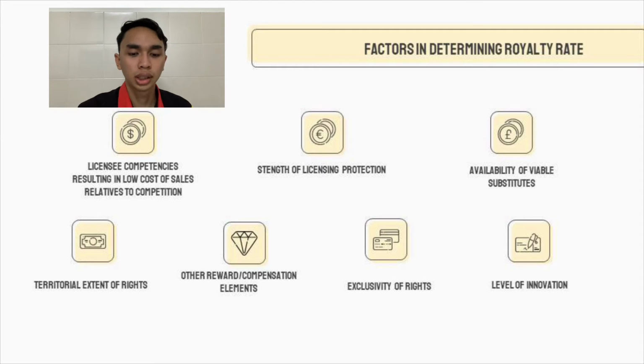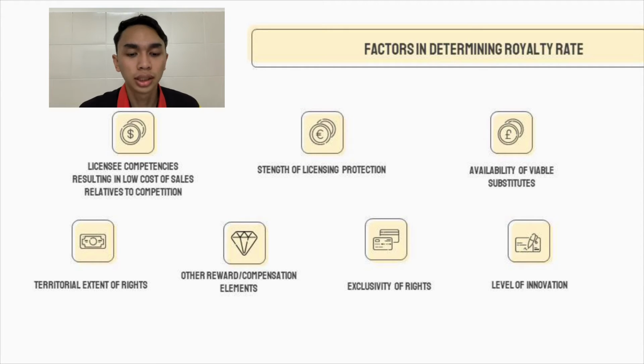The fourth one is the territorial extent of rights. It means that the licensor will give the royalty rates to the licensee based on the licensee's area or their territory only. For example, as Malaysia, we will not export our product to Israel.